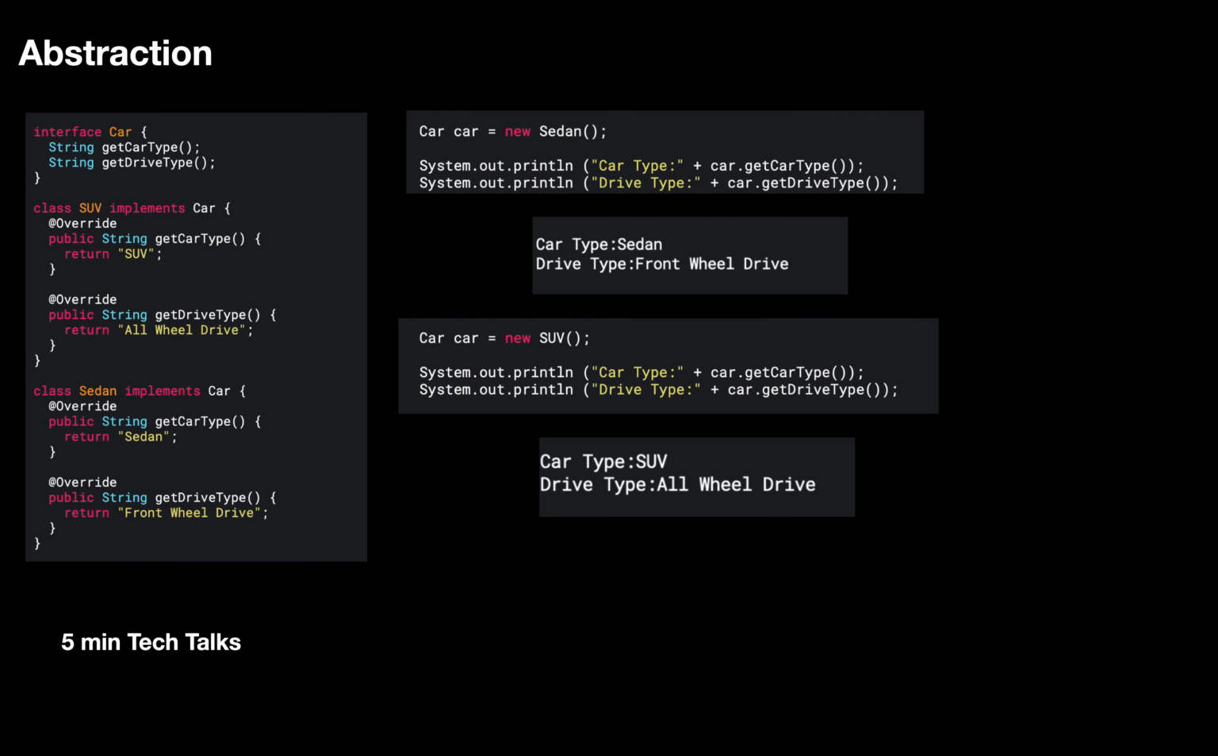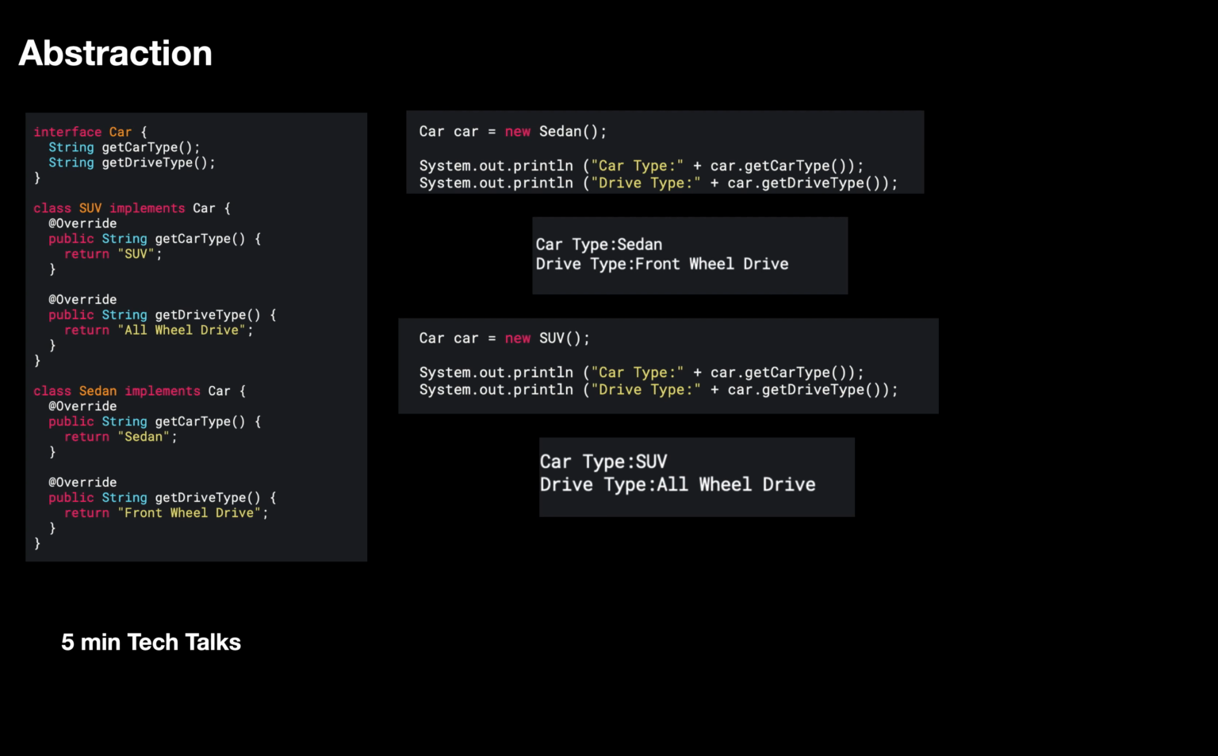The last topic we'll cover in this video relating to object-oriented programming is abstraction. Abstraction can be defined as a concept of describing something in simpler terms. For example, abstracting away the details in order to focus on what's important.